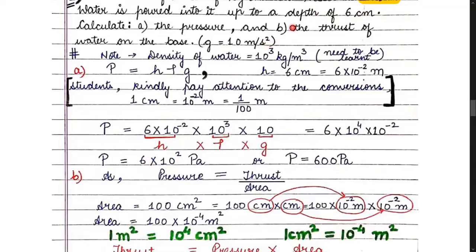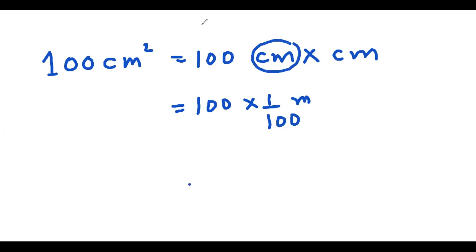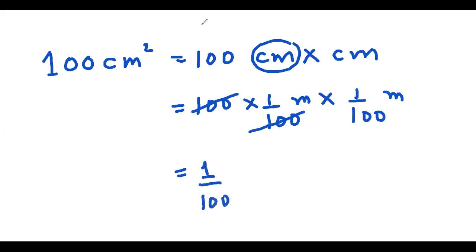Now students, similarly, we have to find thrust now. Since pressure was thrust upon area and area is 100 centimeter square. So children, let's convert the centimeter square into meter square. So listen, area was 100 centimeter square. Now what do we mean by centimeter square? Centimeter multiply by centimeter. And in 1 centimeter, we are having 1 by 100 of a meter. See, centimeter is a small quantity. In 1 centimeter, we are having 1 upon 100th of a meter. So let us do the conversion. Convert centimeter into meter. So both the centimeters are converted into meters. So these zeros will cancel out. I am left with 1 by 100 meters square.